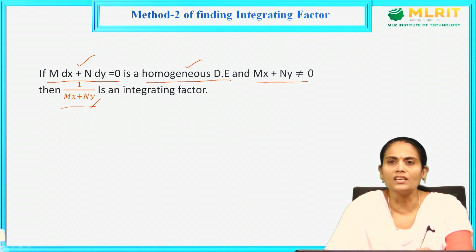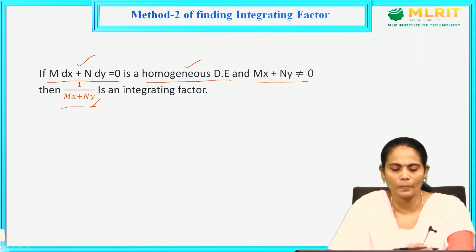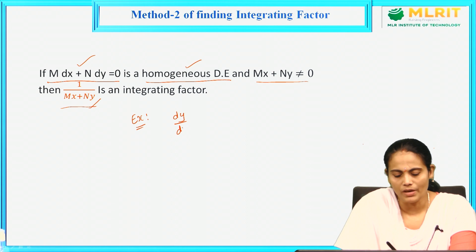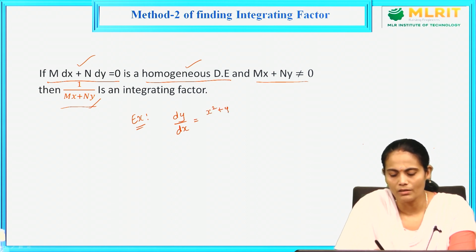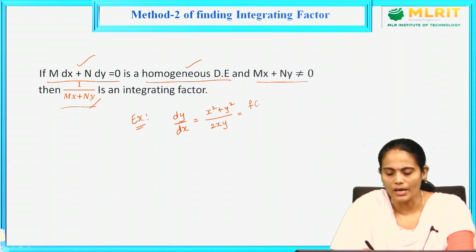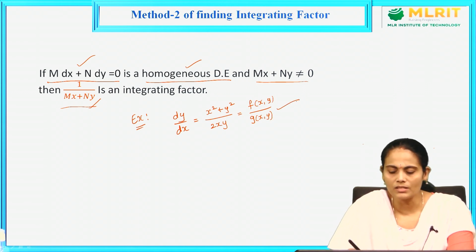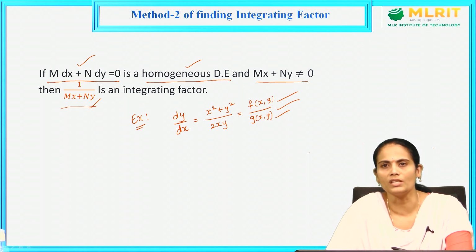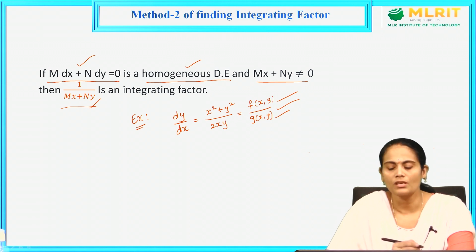So, let us see what a homogeneous differential equation is. See the example of a homogeneous differential equation: dy by dx is equal to x square plus y square divided by 2xy. So, this can also be taken as a function f of x comma y by g of x comma y. When we say this differential equation is homogeneous, both the functions f of x comma y and g of x comma y have the same degree of homogeneous function. So, what is a homogeneous function? Now we will verify whether this function f of x comma y is a homogeneous function or not.